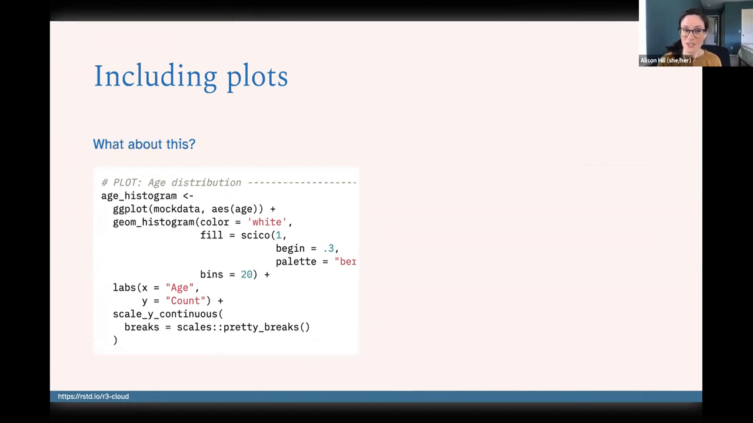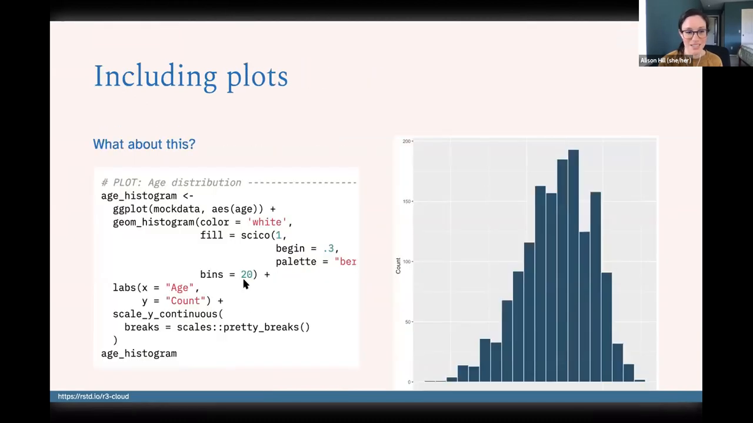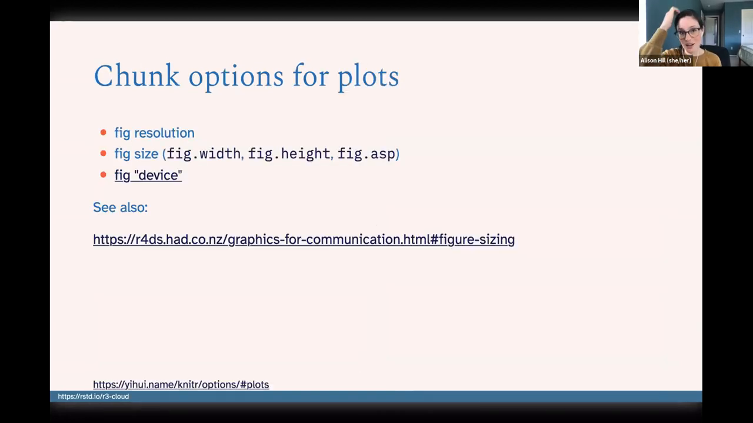What about this? This is actually saving an object. This code would create an object called age_histogram, and this big chunk of code underneath is how you make that plot. If you were to render this into the output, no, you would not see the plot. You would only see the code used to make it. You would see it, however, if you printed age_histogram as the object. So it's always important to remember what things you're saving as objects and which things you're trying to print and show other people.